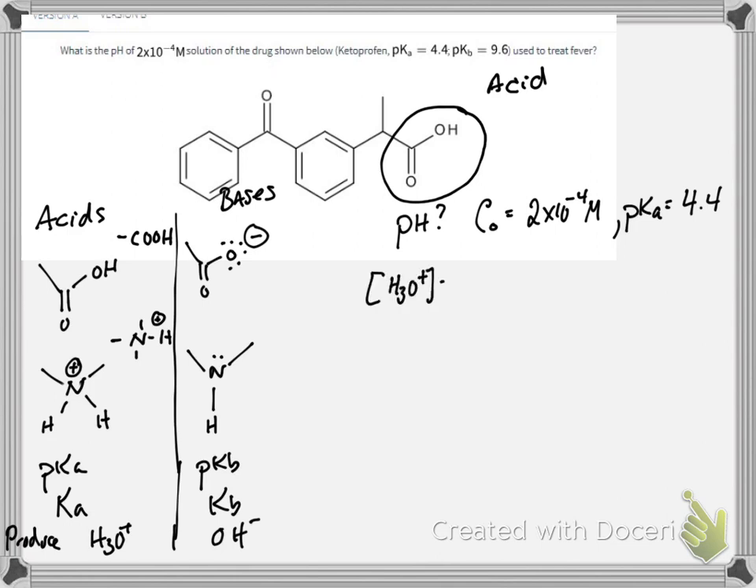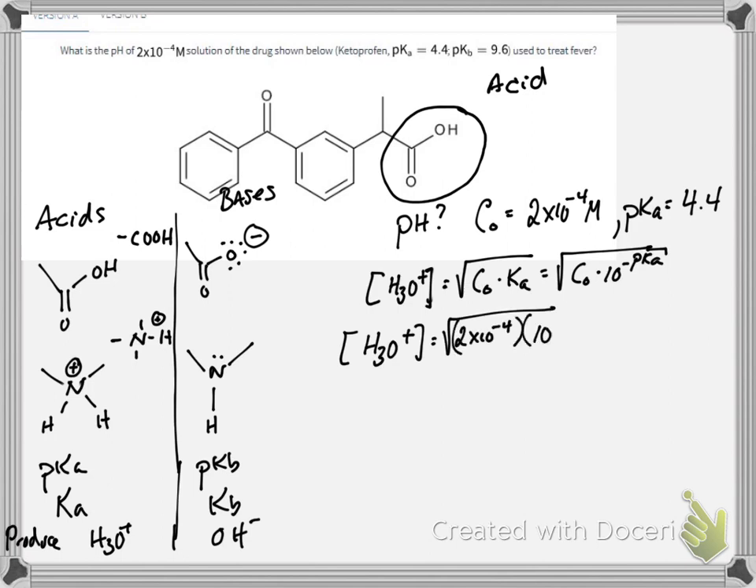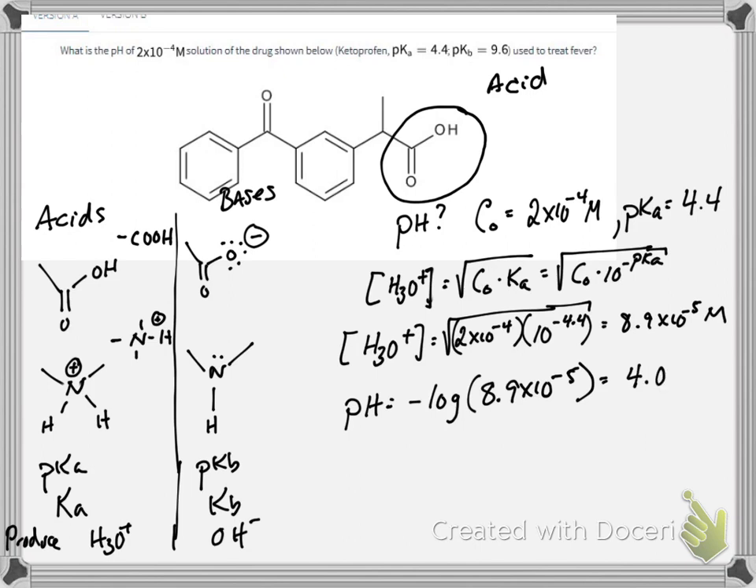This is one of the equations we had in class: hydronium is equal to the square root of C0 times Ka, which we can write as C0 times 10 to the minus pKa. That's one of the convenient formulas. We're given C0 and pKa, so we can solve for hydronium. Putting in the numbers, we get 8.9 times 10 to the minus 5 molar. So the pH is equal to minus log of 8.9 times 10 to the minus 5 molar, or 4.0.